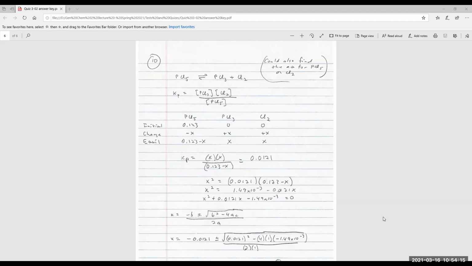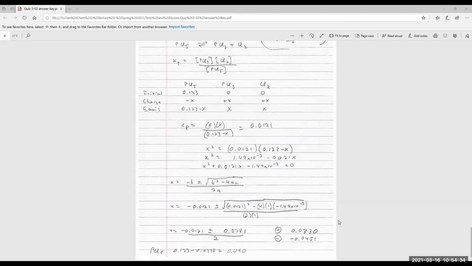We plug those coefficients into our formula, solve for plus and minus. The plus version is 0.0330 for x. The minus version is minus 0.0451. So just as on the earlier problem, we have to make a decision about which of these makes sense and which doesn't. Well, one is a negative number, so that should tell us that that's not the correct one to use. We want to use the positive number, 0.0330.